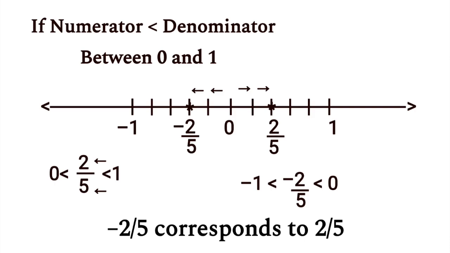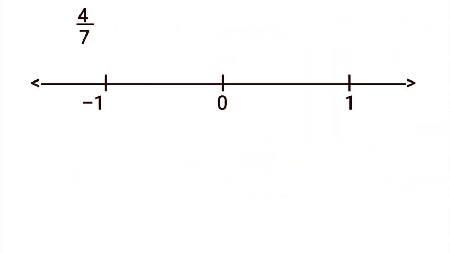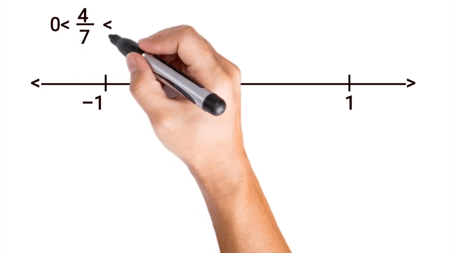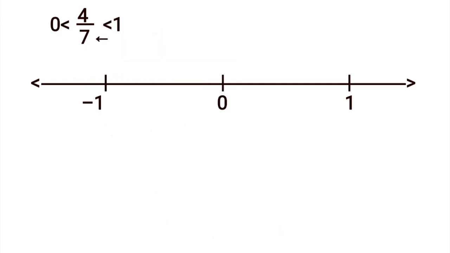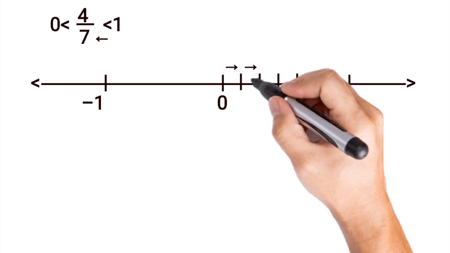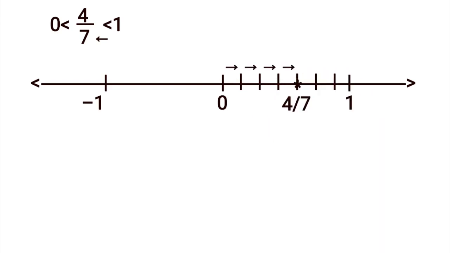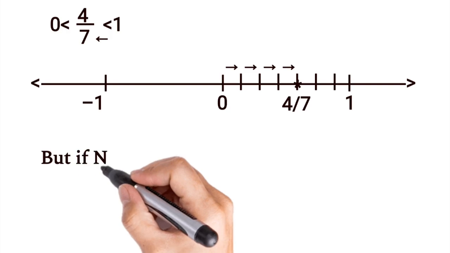Let's see another example, 4 by 7. Here, numerator is less than the denominator, so it lies between 0 and 1. Look at the denominator. It's 7, so we divide it into 7 equal parts. Then the numerator is 4. We have to take 4 parts from 0 and mark 4 by 7 here. Okay, but if numerator is greater than the denominator, what should we do?